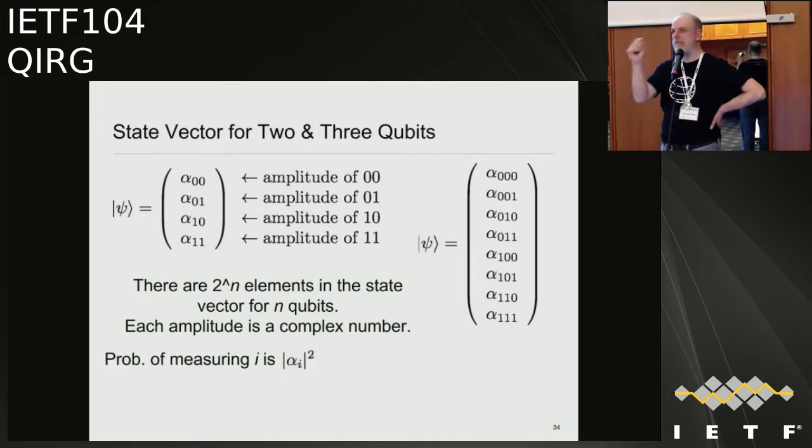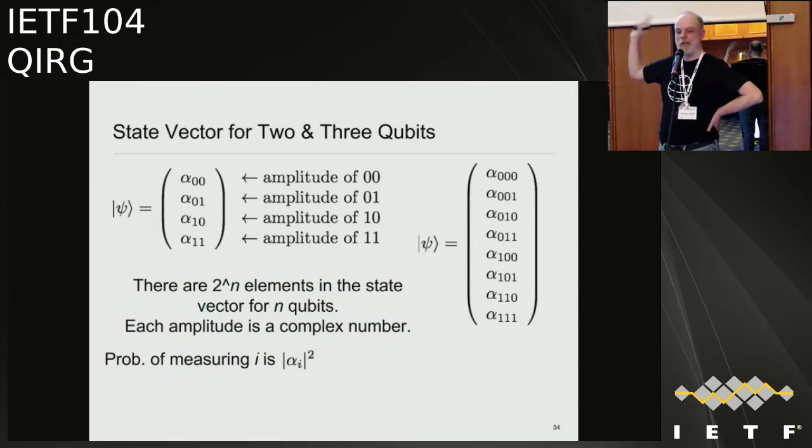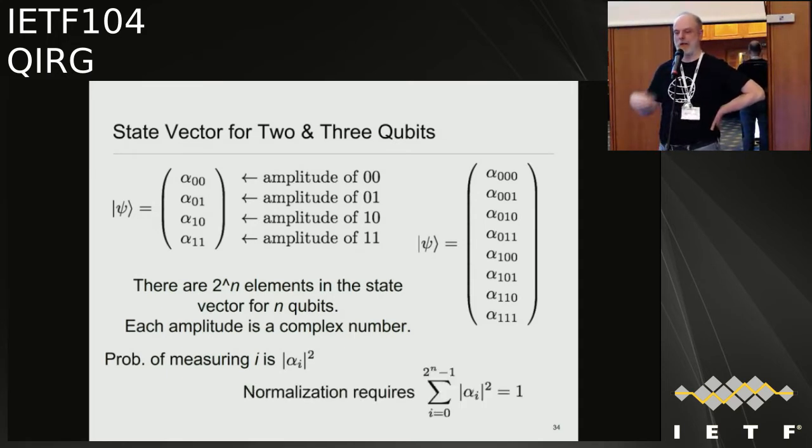The probability of measuring: when you look at this system, you collapse the state so that you find it in exactly one of those states, not the superposition of all of them at the same time. And the probability of finding each of them is the absolute value of that amplitude squared. And each one of those, like I said, is a complex number. They can even be negative. And normalization requires that all of the probabilities add up to 1.